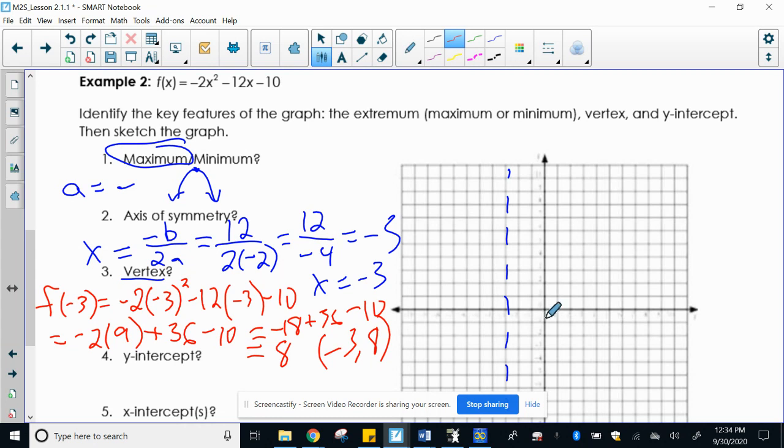I'm going to plot that point on my graph. So negative 1, 2, 3, up 1, 2, 3, 4, 5, 6, 7, 8. There's our vertex.